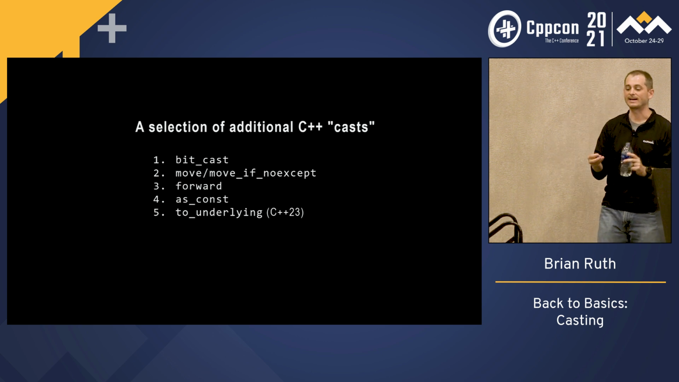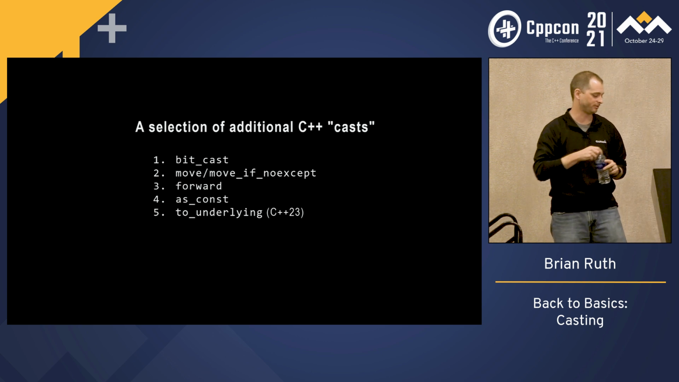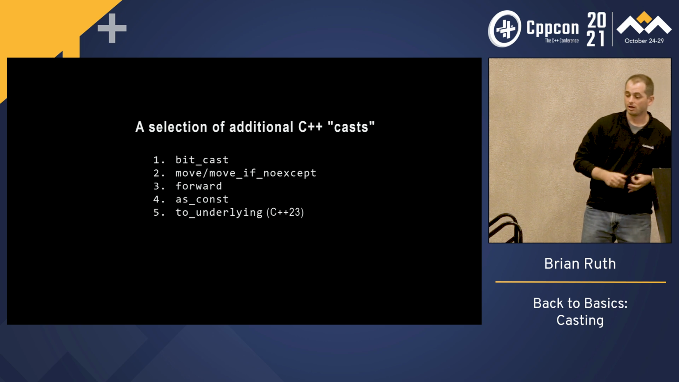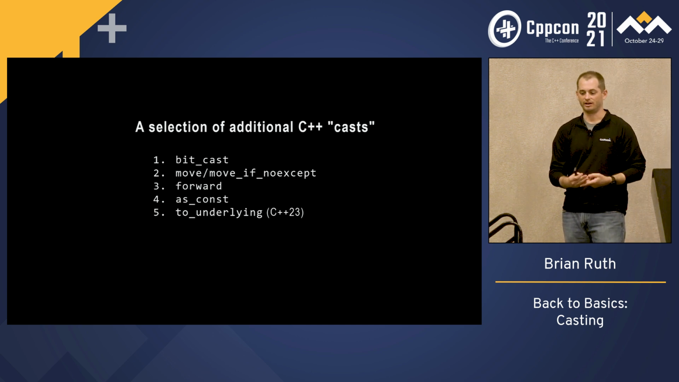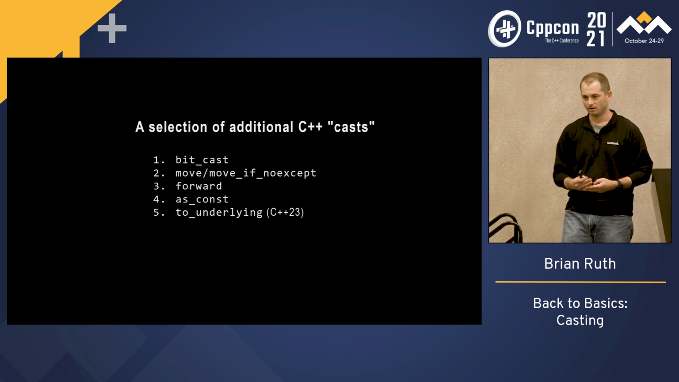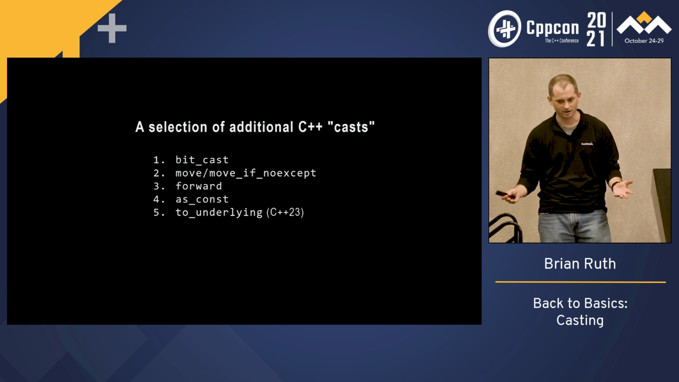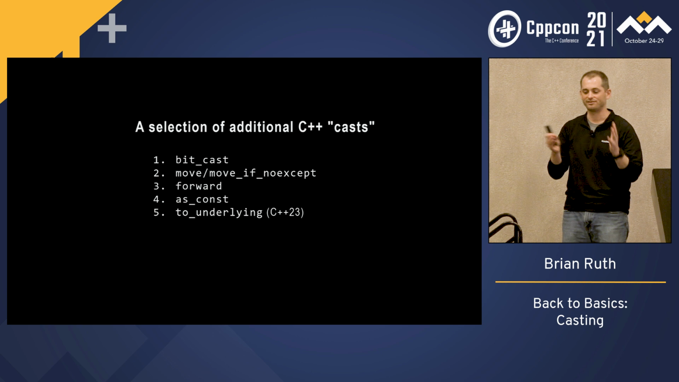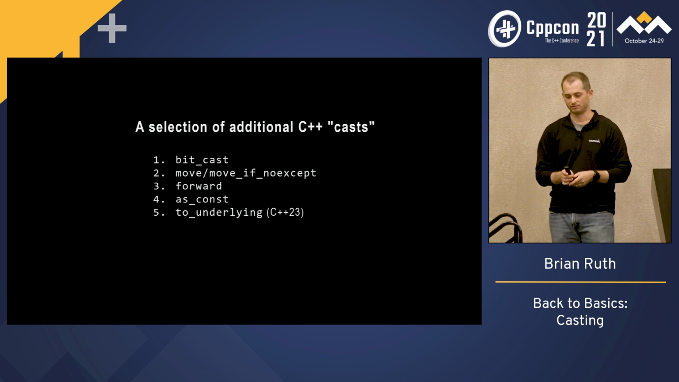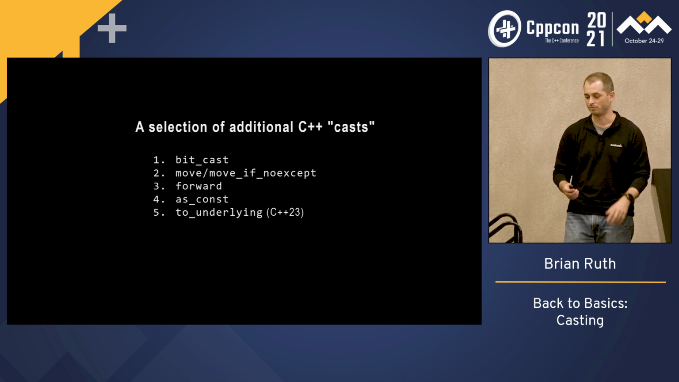So this is just a selection of additional cast-like things that C++ offers. There's a bunch of other stuff. You've got your get, your any_cast, pretty much the entire type traits header is going to have things that are cast-like. But I'm just going to go into these five because I found them the most interesting.